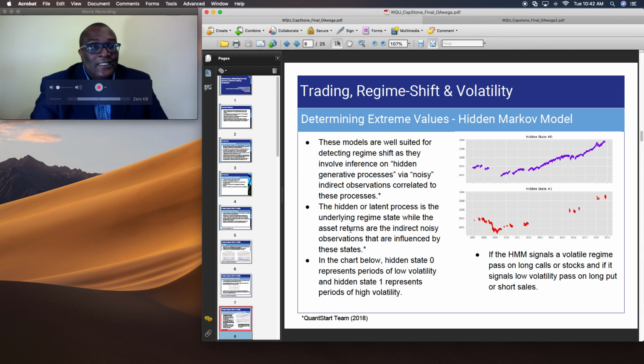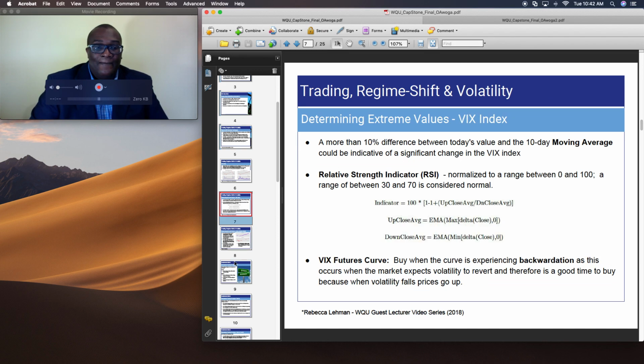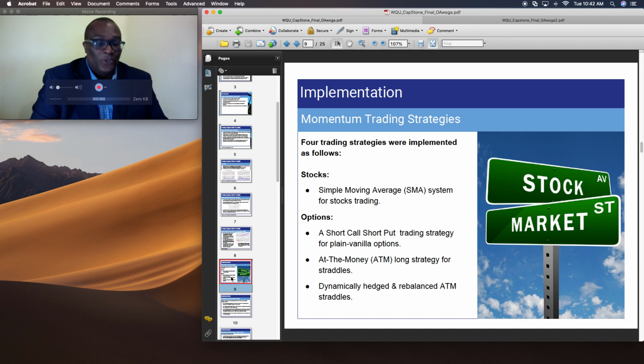The HMM is a very technical model, and in this presentation we have decided to focus less on the mathematical underpinning, but rather how we can use it to mitigate losses in our trading strategy. So to continue our discussion, we'll be discussing 4 trading strategies. 1 for stocks in order to keep things simple, and 3 for options. The first one that we'll be discussing is a simple moving average system for stocks trading. For options, we will consider a short call, short put trading strategy with or without HMM, at the money long strategy for straddles, and dynamically hedged and rebalanced ATM straddles.